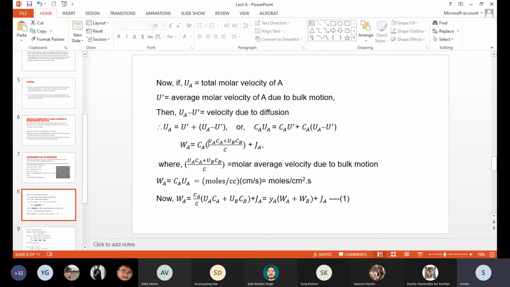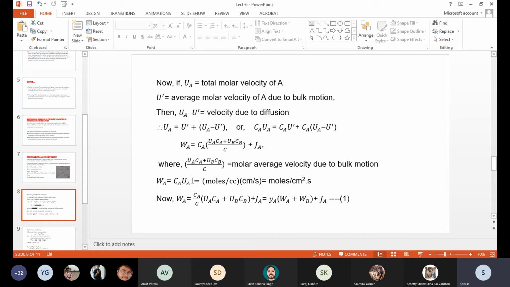B and A construct the total gas phase, and A is flowing due to diffusion. A has a concentration difference. This way we can write WA is equal to CA UA. It is the total molar flux of A.